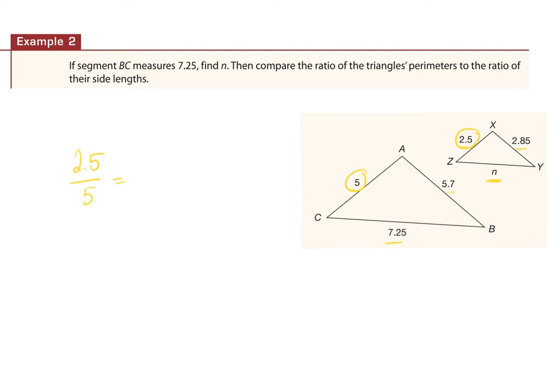So that's going to be, I had my numerator there. This is going to be corresponding to this guy, right? And so we could do the same thing to solve for that n. We can reduce this to 1/2. And we can cross multiply. So we have 1 times 7.25 equals 2 times n, and we would divide. Let me get this crazy decimal here.